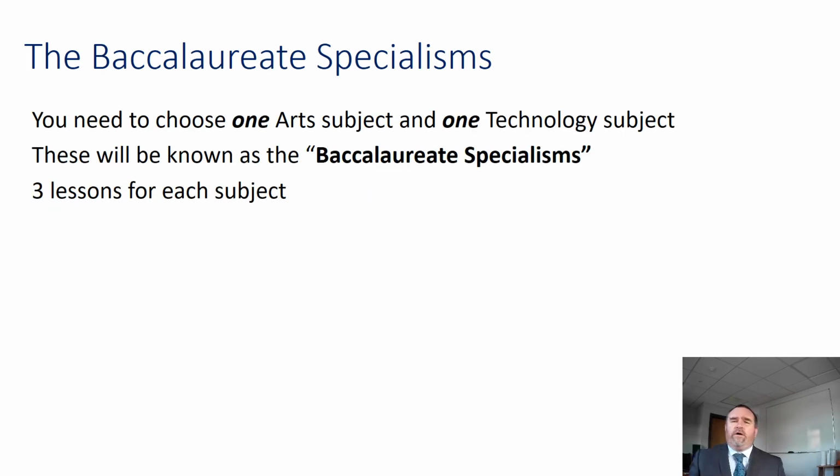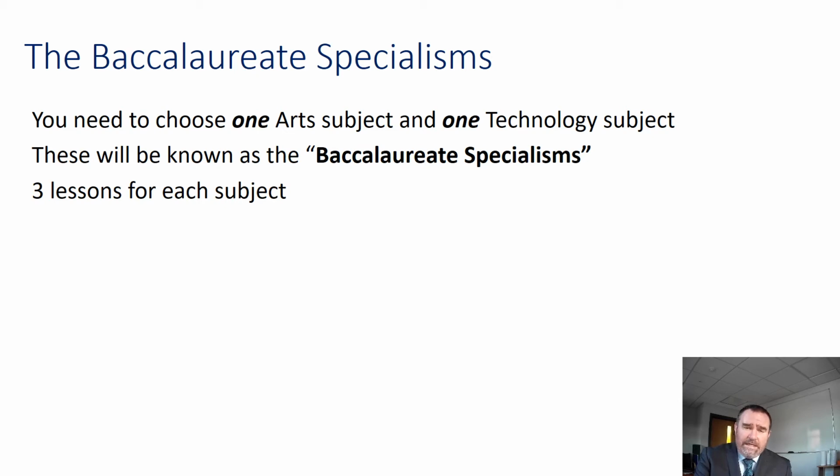But there is one part of the curriculum left, in addition to everything I've shown you. And the exciting bit is that this is the bit you get to choose, and you get to choose it now over these next few weeks. You need to choose 1 arts subject and 1 technology subject. These are the final part of your curriculum jigsaw, and we call them the Baccalaureate Specialisms. And you will have 3 lessons for each of the 2 subjects that you choose here.